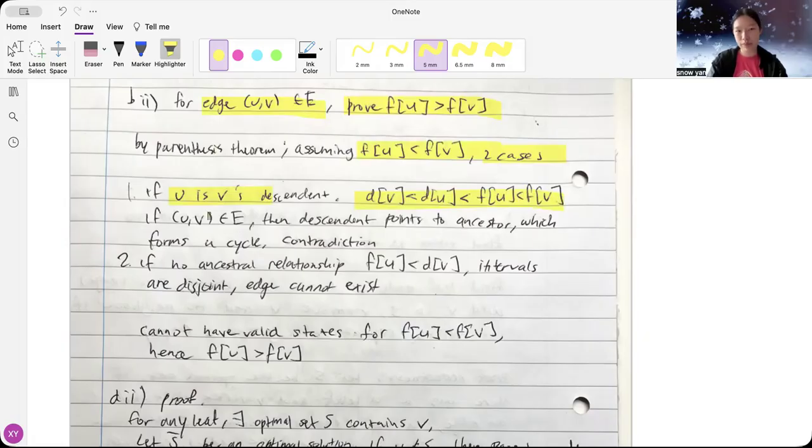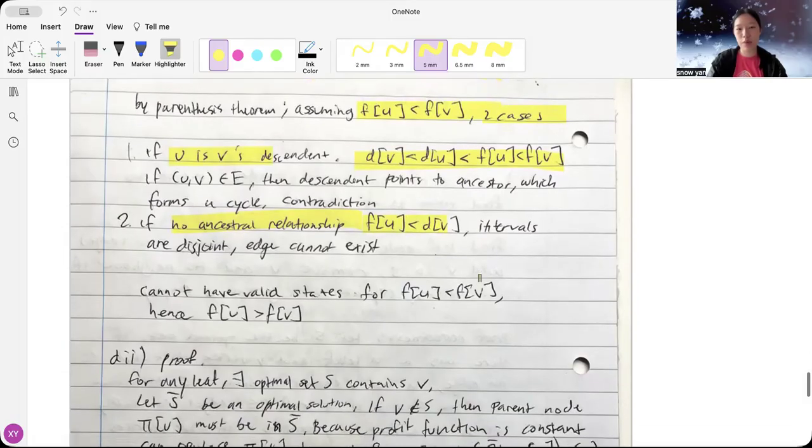So if (U, V) is an edge, then a descendant points to the ancestor, which forms a cycle, which is not possible, right? In the other scenario, there is no ancestral relationship, so it would look something like this. It basically means that the vertices are disjoint, so the edge cannot exist, and we can't have that relationship, right? So for both scenarios, f[U] smaller than f[V] doesn't hold. The only scenario that could hold is f[U] greater than f[V].